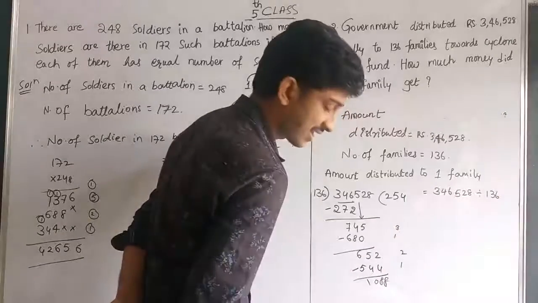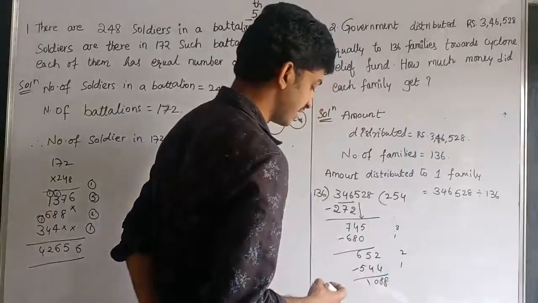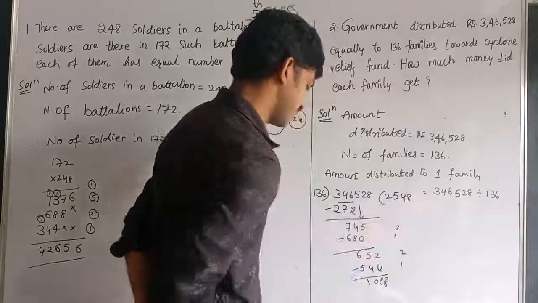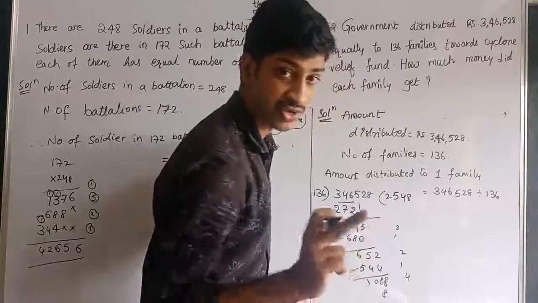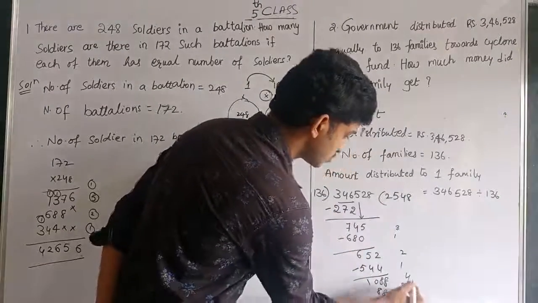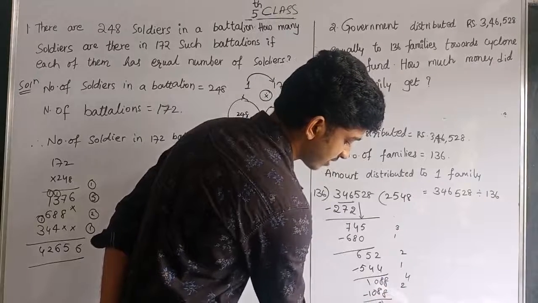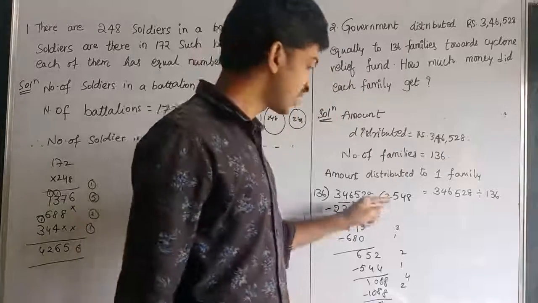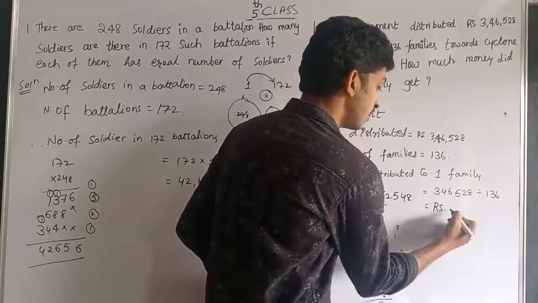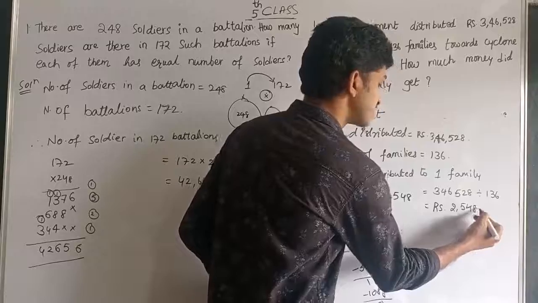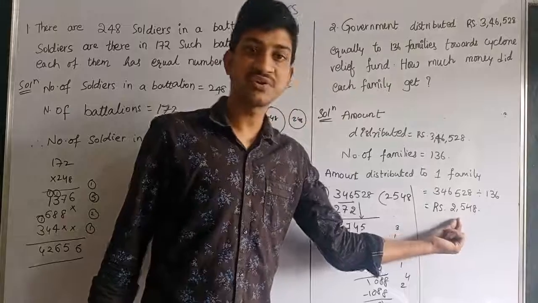So here I have 8. I am bringing 8 down here, so 1088. So it is 8 times, I think. 8 6s are 48, so 4 carry. 8 3s are 24, 24 plus 4, 28, 2 carry. 8 1s are 8, 8 plus 2, 10. So 1088 minus 1088, we got remainder 0. When we get the remainder 0, then the quotient is the answer. So how much amount did they distribute to each family? 2,548 rupees. This much amount they are distributing to each and every family.